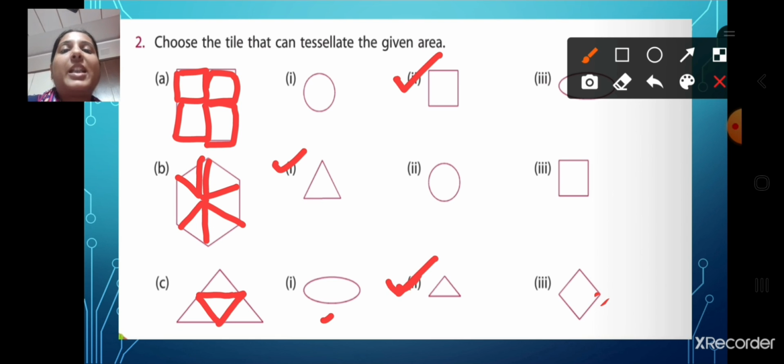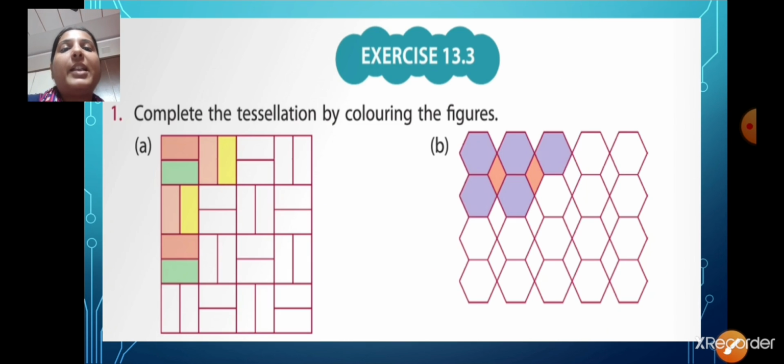So children, in this way you will solve this exercise. Some more questions are there in number 1 also, where there are questions to tessellate. So you will color accordingly. You will just observe the pattern and you will complete this tessellation.